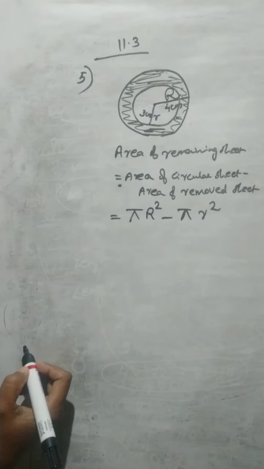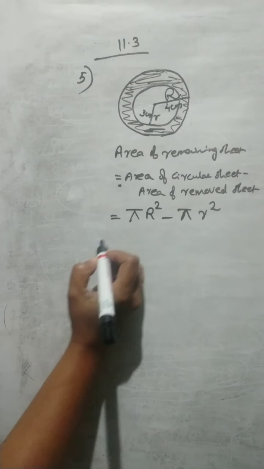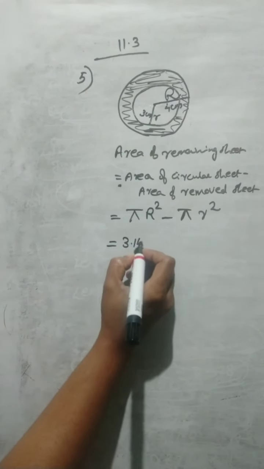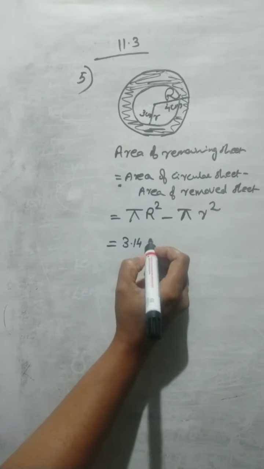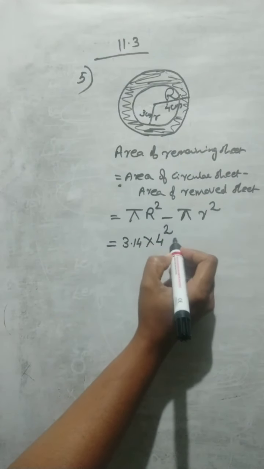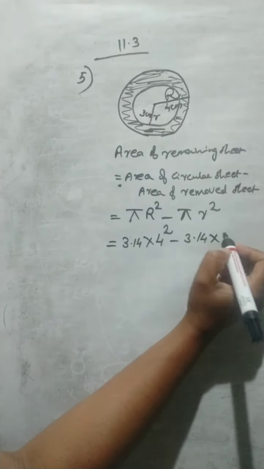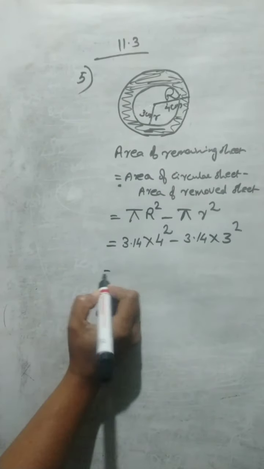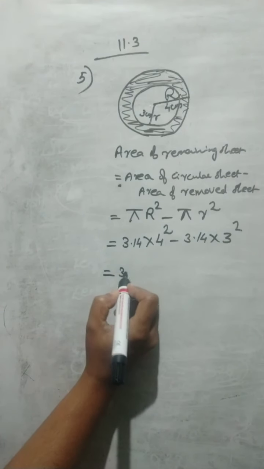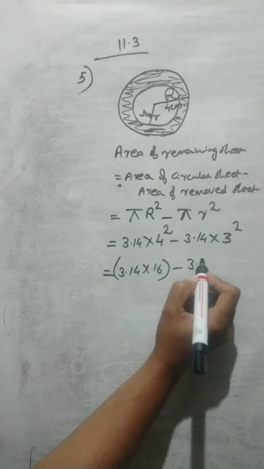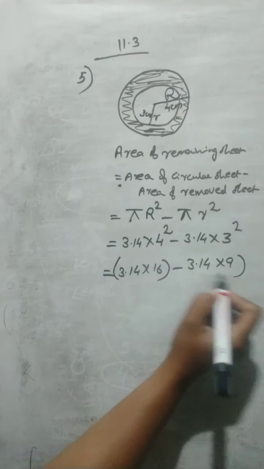So pi we have to take as 3.14. What is capital R here? That will be 4 squared minus 3.14 multiplied by 3 squared. Then 3.14 times 16 minus 3.14 times 9.